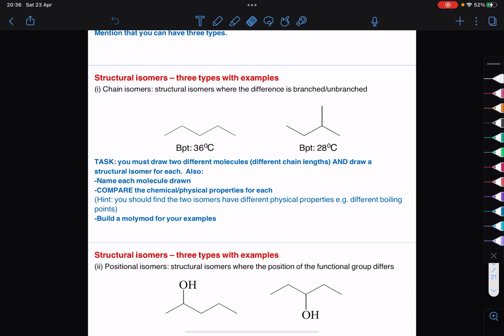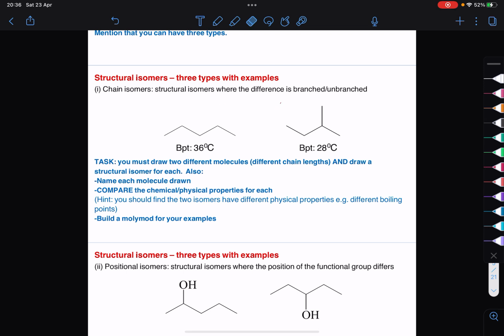So you can do propane, which could look something like this. 1, 2, 3. Sorry, you could do butane. 1, 2, 3, 4. So there you have methyl propane and butane.